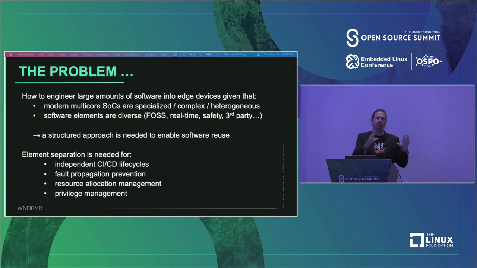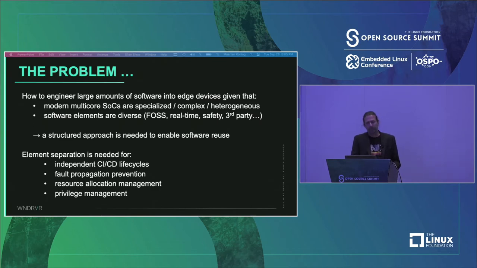We need some way of saying, well, this is a software element and that is a software element, and we can combine them. And the reasons to combine them are for CI/CD. When you update something, you want to only update the thing that's changed and not the whole system. Similarly, if you have something that's stable, you don't want to be updating that. You want to just carry it forward into your next product.